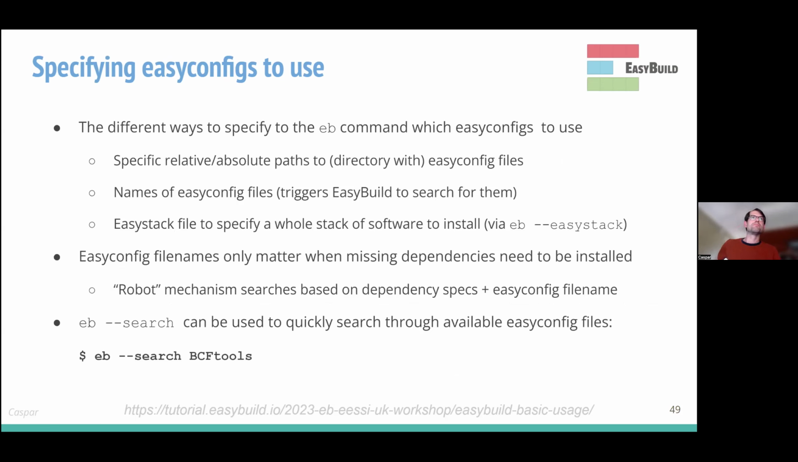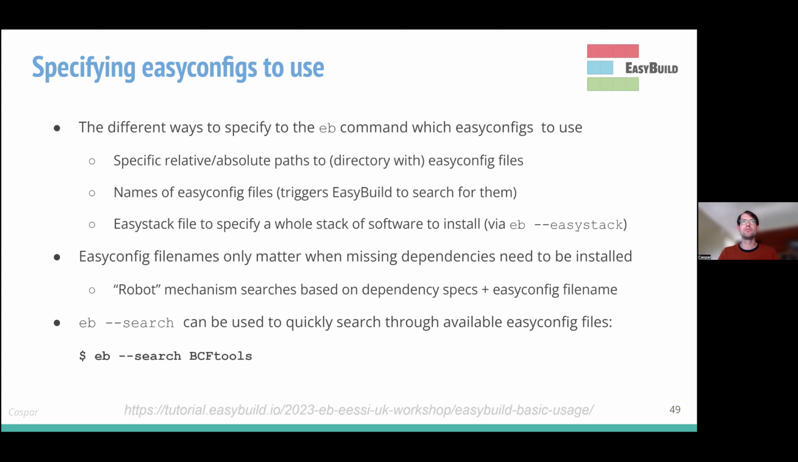So there's different ways to specify which EasyConfigs it should install. You can do this by relative path or absolute path. You can pass it the name of the EasyConfig file. You can pass it an EasyStack file, and then the EasyStack file can contain relative or absolute paths to EasyConfig files. And EasyBuild would just resolve the EasyConfig file names via a search path to figure out, like, okay, which EasyConfig do I need to install? I'll show that at the end of the slide when we do an actual search for BCFtools.